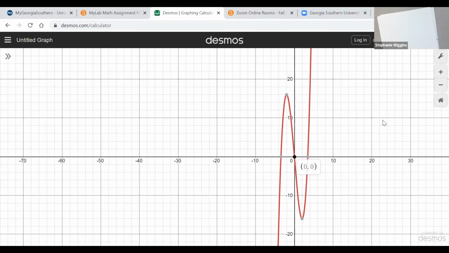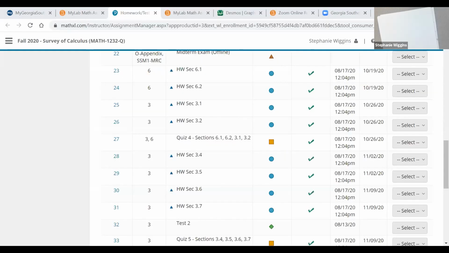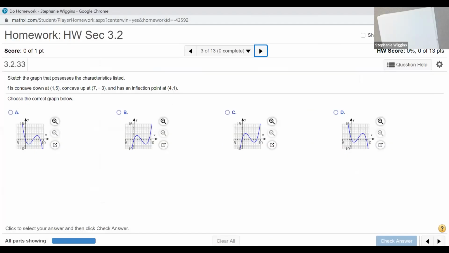And in fact, you can answer these questions just by looking at the graph and hovering over the points. Okay, here we go. All right, you should be able to see that now.